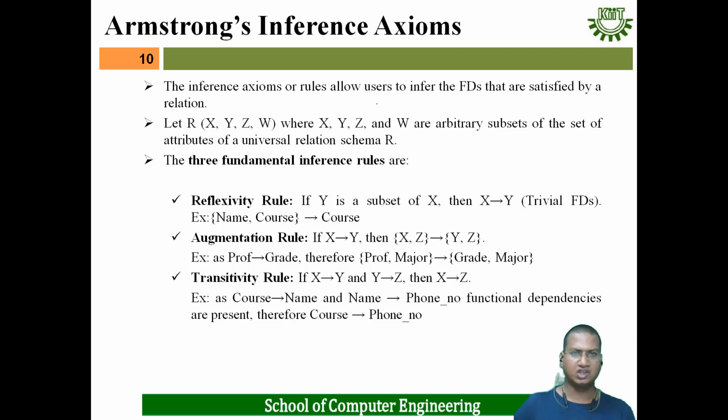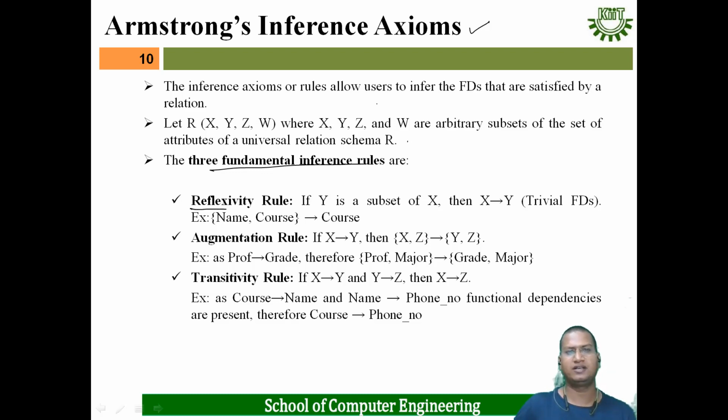Now we'll discuss Armstrong's inference axioms. The inference axioms or rules allow users to infer the FDs that are satisfied by a relation. Let X, Y, Z, W be arbitrary subsets of the set of attributes of a universal relation schema R. In Armstrong inference axioms, there are three fundamental inference rules and four derived inference rules. First, we will see the three fundamental inference rules.